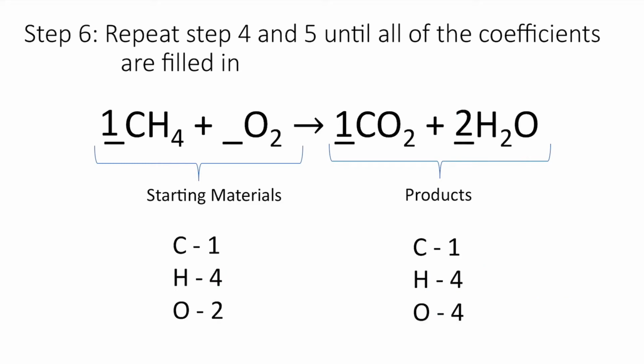Now we will follow the same procedure for our last coefficient. We have 2 oxygen on the starting material side and 4 oxygen on the product side. Therefore, I'm going to put 2 as the coefficient of my oxygen compound.